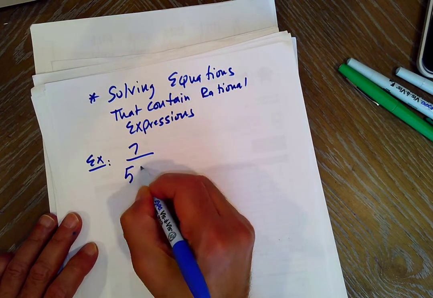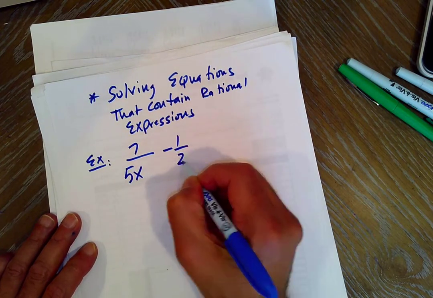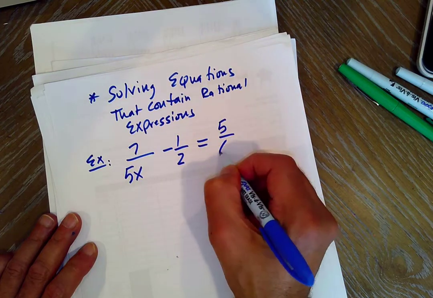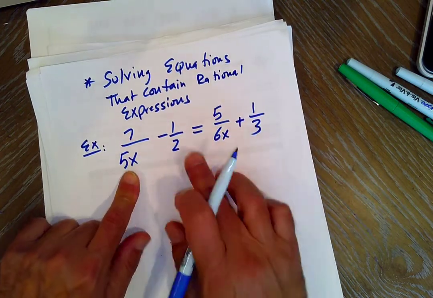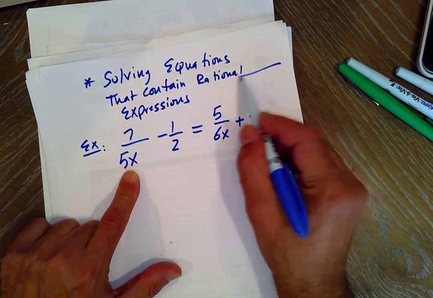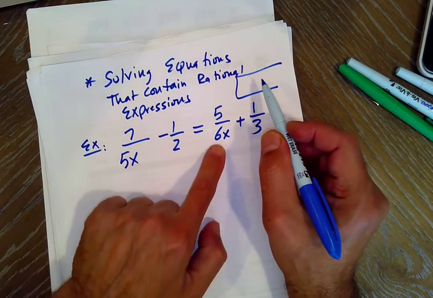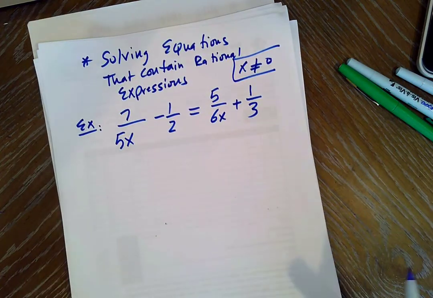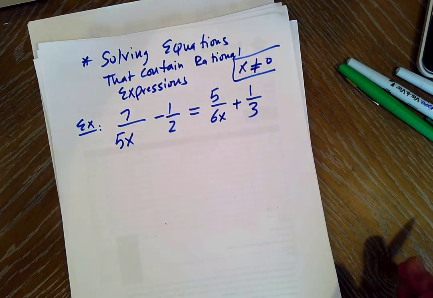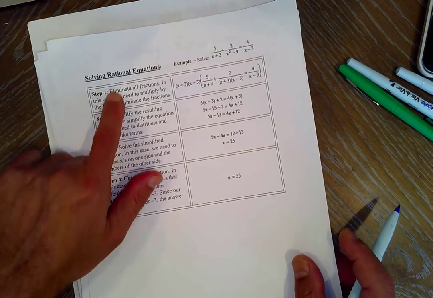7/(5x) − 1/2 = 5/(6x) + 1/3. Remember, the denominator should never be 0. You always have to watch out for that. In this case, 5x cannot be 0 and 6x cannot be 0. So keep in mind that x cannot equal 0. That's what the domain is about. Again, there's a handout about solving rational equations.